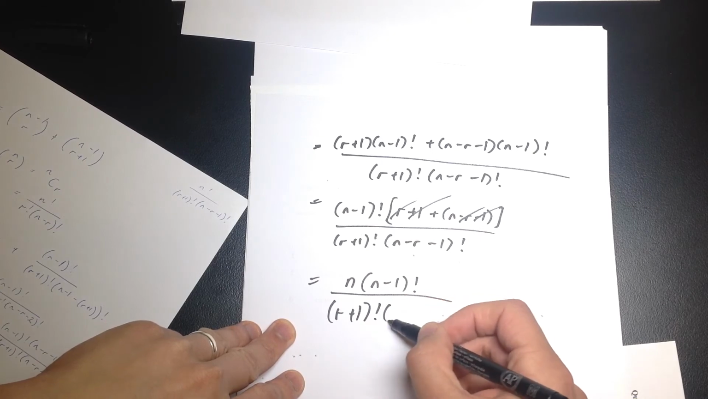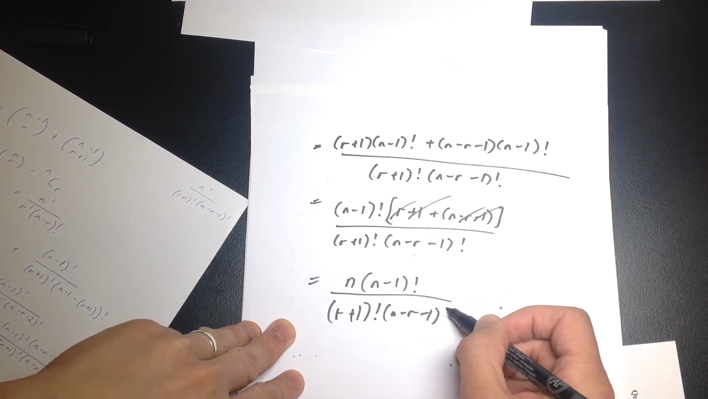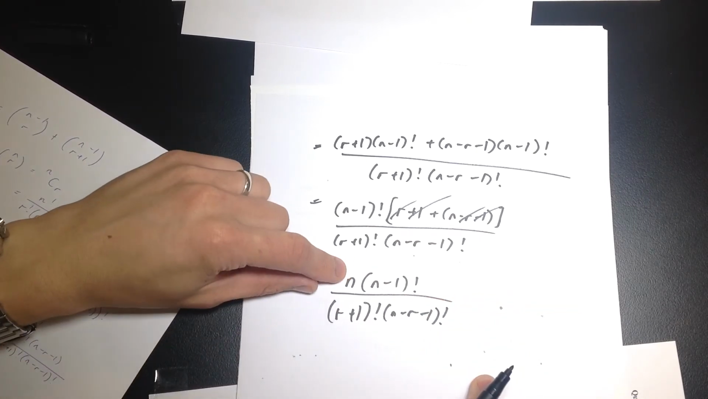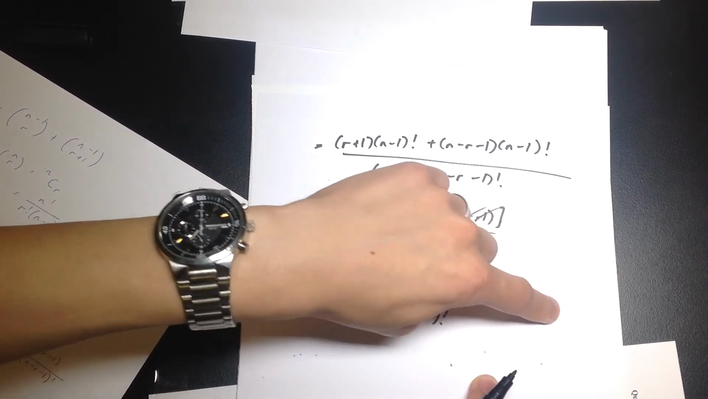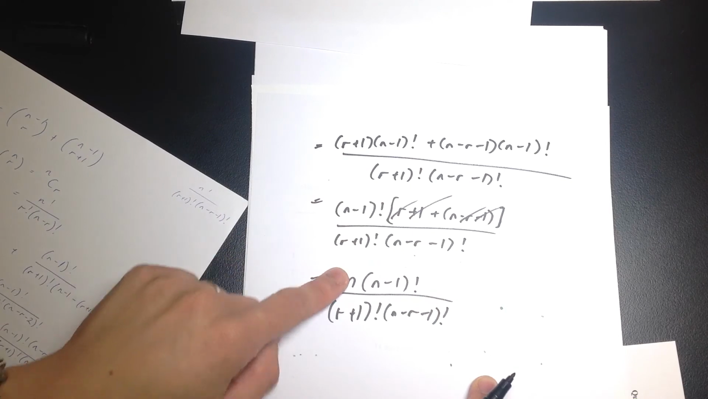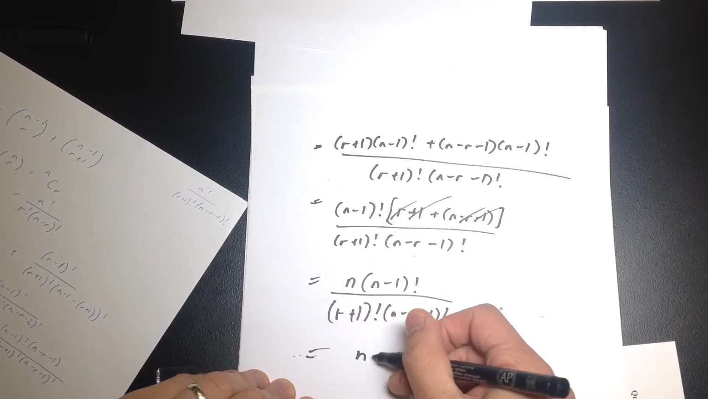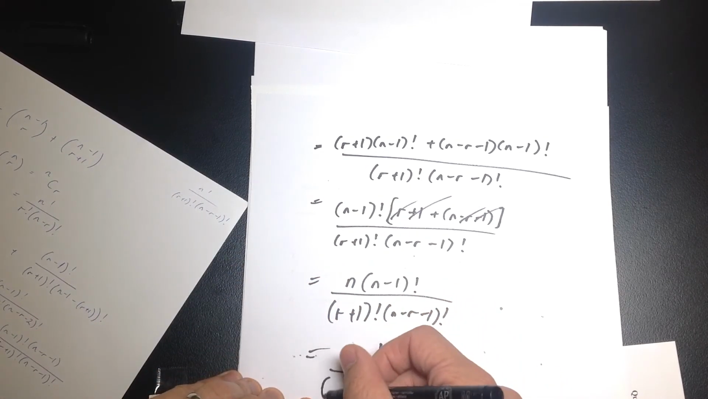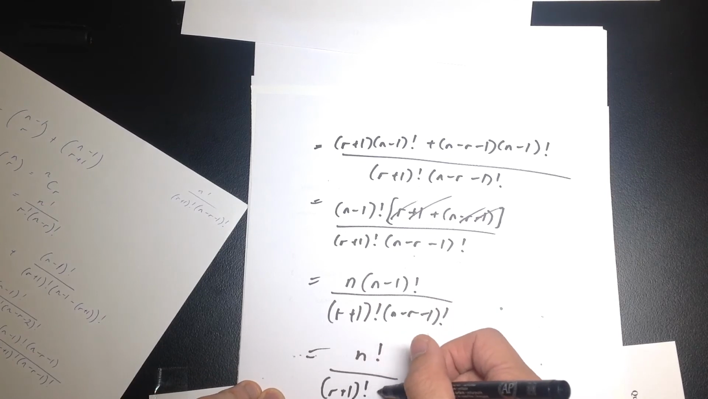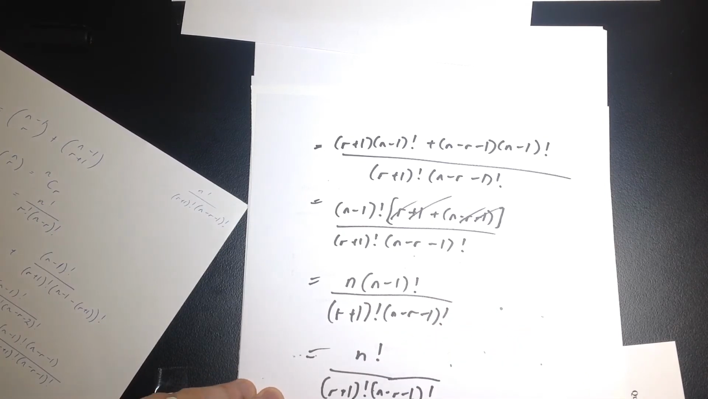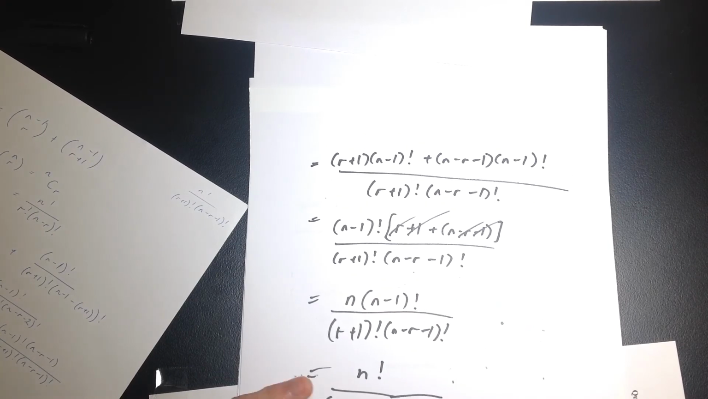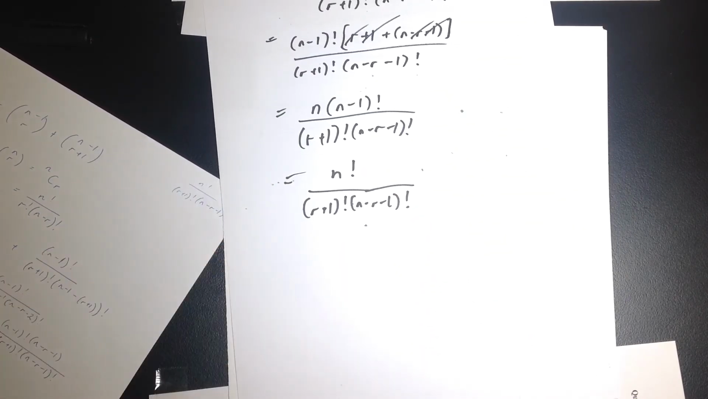Now, hold on a second. I've just been doing this kind of trick to adjust the denominators, right? I know what happens when you've got a number times a number minus 1 factorial. This is just the next step along in a factorial, right? So I can just write that as n factorial on r plus 1 factorial times n minus r minus 1 factorial. Okay. Let me move that up a little bit so you can see it. Okay, so this looks pretty good. This is pretty simple, right?